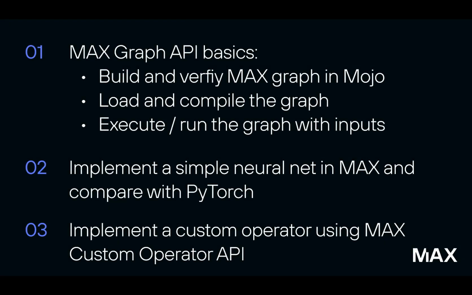In this tutorial, we will cover the basics of what a graph is, how to build and verify a MAX graph using Mojo, how to compile a graph, and finally how to execute a graph with inputs. We will then use the MAX Graph API to implement a two-layer feed-forward neural network with ReLU activation for inference on MNIST data, and compare the accuracy to our PyTorch implementation. Lastly, we will learn how to create a custom operator using the MAX Graph Custom Operator API.